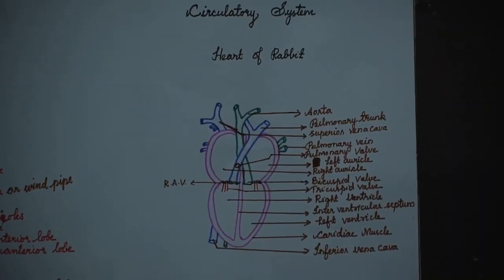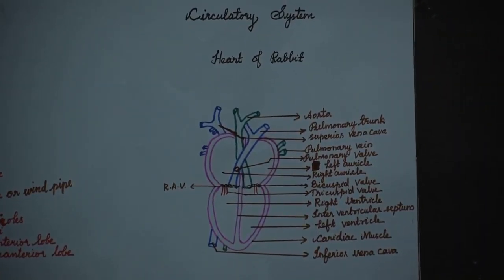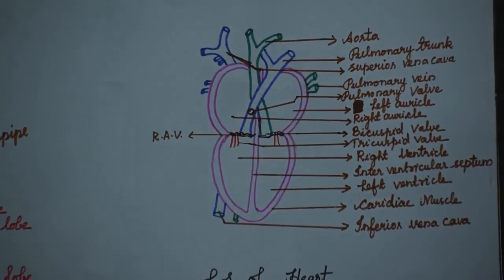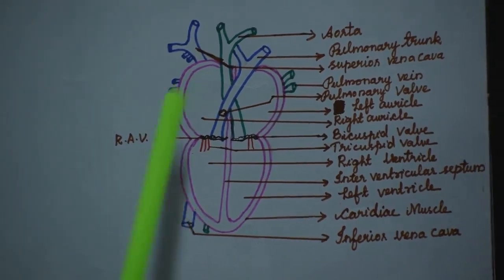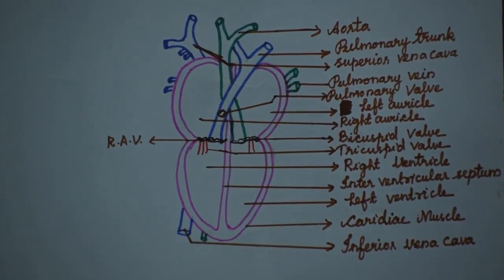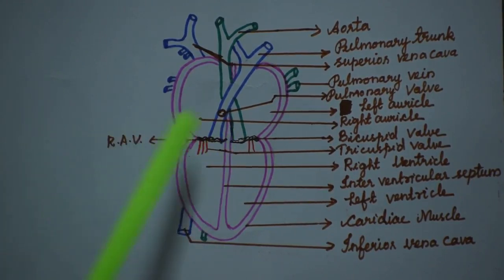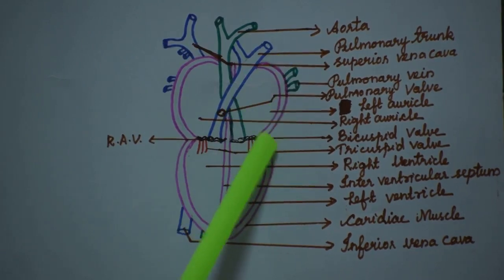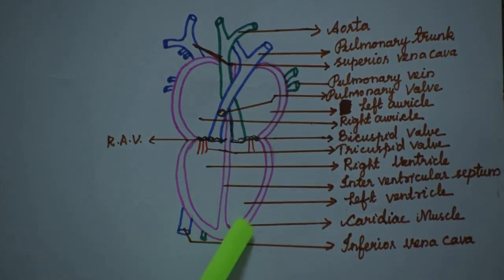Next we can see the circulatory system of rabbit. The circulatory system of rabbit consists of blood vessels and heart. The heart is present inside the thoracic cavity, in between the lungs. It is a cone shaped or pear shaped heart. It is covered by 2 layers, called pericardium. It is made up of cardiac muscles.